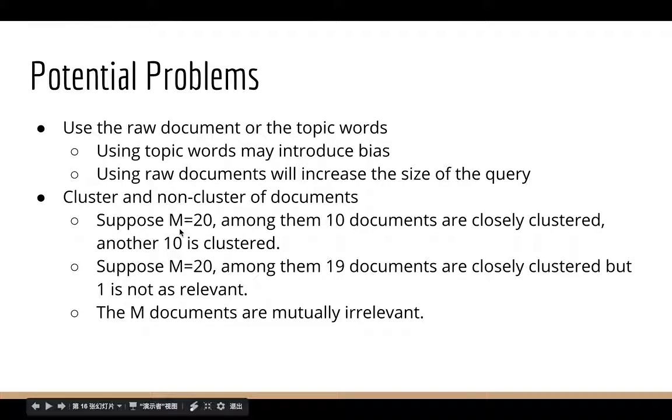Essentially, if you have 20 documents and you want a query that gives you the results of these 20 documents, but among them 10 are closely clustered and another 10 are closely clustered, this is kind of difficult to simulate. Also, in an extreme case, 19 of them are closely clustered but one is not as relevant. In a more extreme case, these M documents are mutually orthogonal, or mutually irrelevant. How do we represent that?